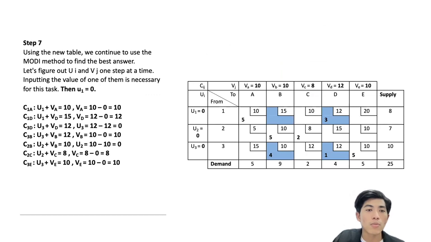Next, using the new table, we continue to use the MODI method to find the best answer. Let's figure out Ui and Vj one step at a time. Inputting the value of one of them is necessary for this task. U1 equals 0. So C1A is U1 plus VA, as you see here. You can see the calculation and the result that has been displayed.